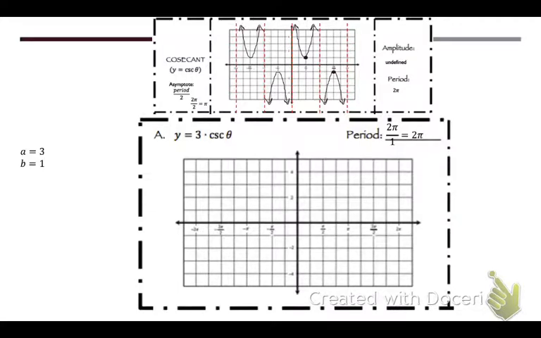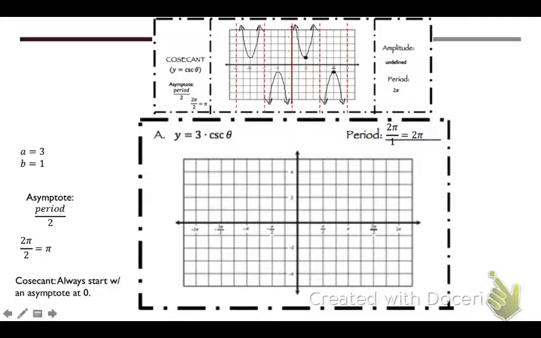Then the last thing I need to find is my asymptote. So the asymptote is the period divided by 2, which is 2 pi divided by 2, which is pi. Okay, for the cosecant graph, you always start with one asymptote at 0. Then I'm going to go over pi, draw that asymptote. I'm going to go to the left pi, draw that asymptote. At 2 pi and negative 2 pi, I have asymptotes.